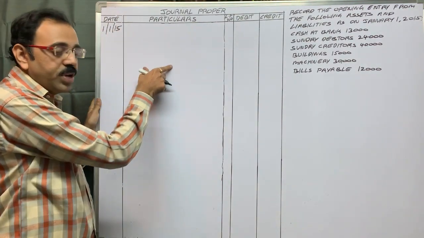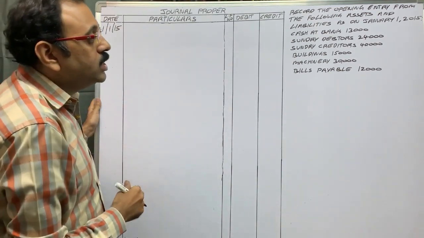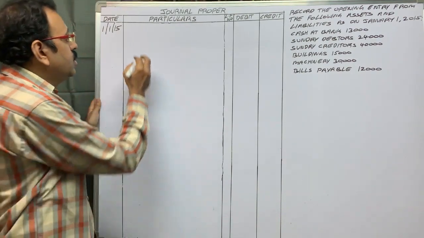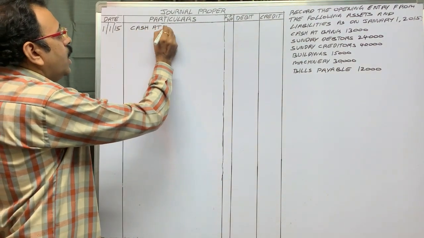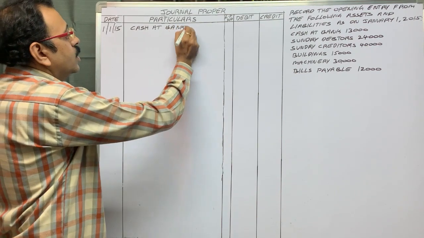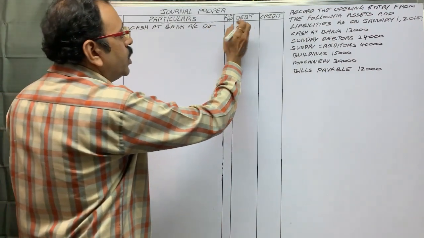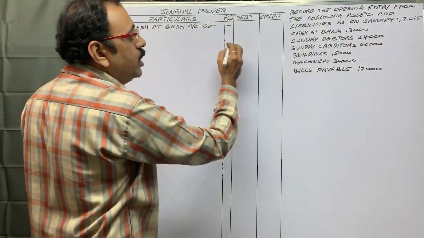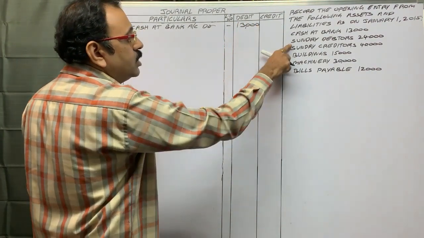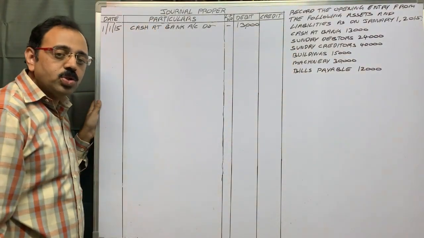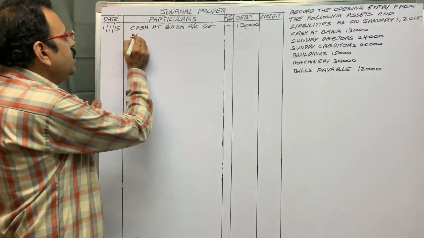And while writing the entry, first all assets you have to debit one by one. So what are the assets? See, cash at bank is an asset, therefore debit it. Cash at bank account debtor. Since we are debiting, amount we are writing in debit column. Amount is 13,000. Next, sundry debtors. Debtor is also an asset to us, because we have to receive money from them. Since it is an asset, we have to debit it.